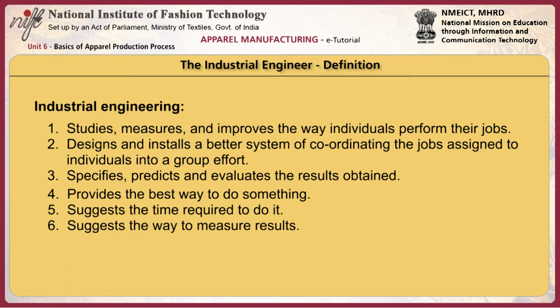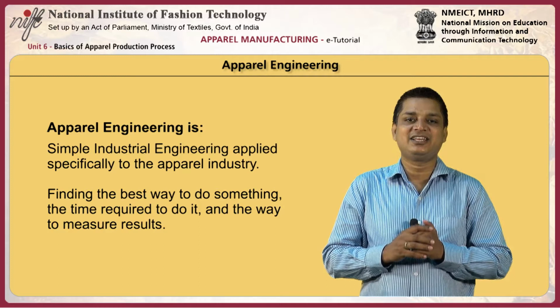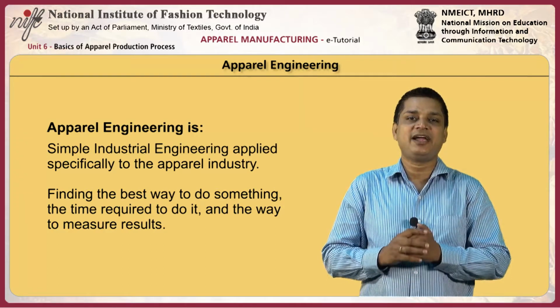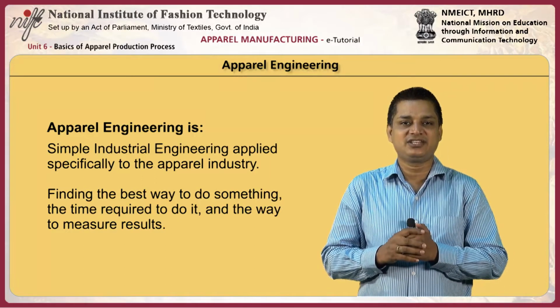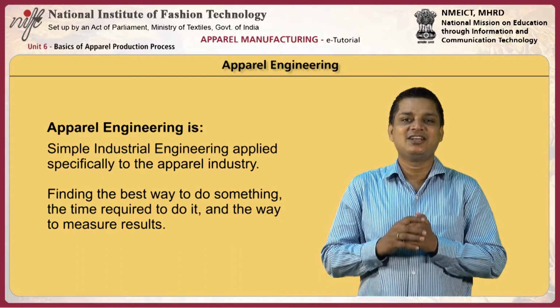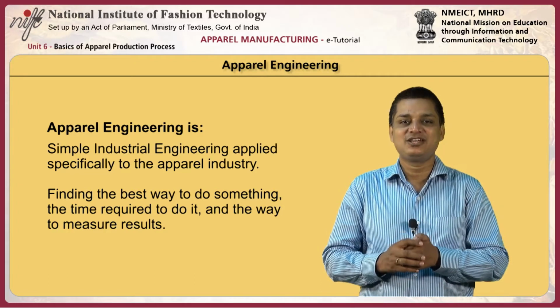From this, we can perhaps oversimplify things for the purpose of understanding. Everybody will agree that a simple definition of industrial engineering is a logical way to find out the best way to do something, the time required to do it and the way to measure results. From this, we can now say that apparel engineering is simply industrial engineering applied specifically to the apparel industry. Going back to our simple definition, we can say that apparel engineering is finding the best way to do something, the time required to do it and the way to measure results.